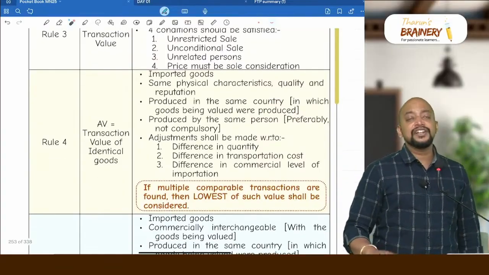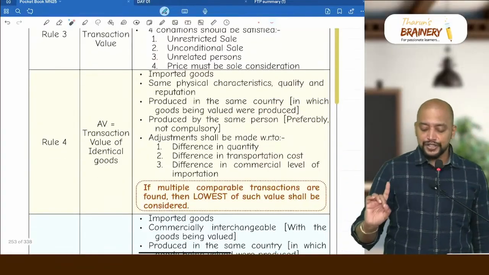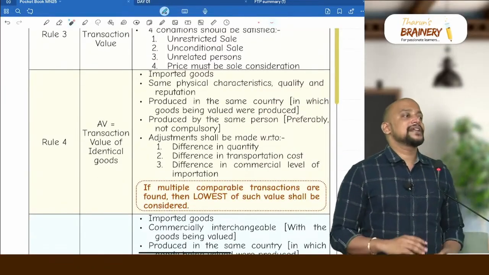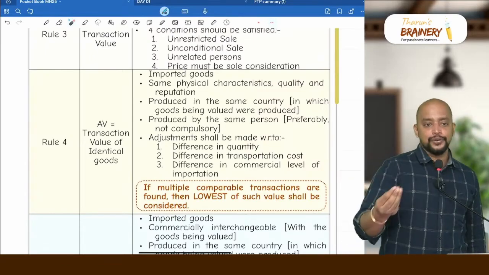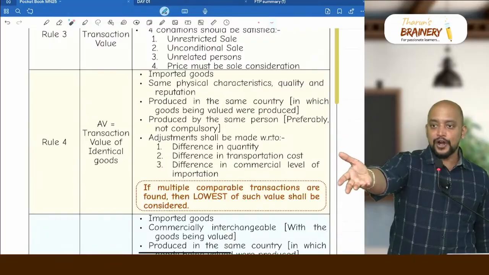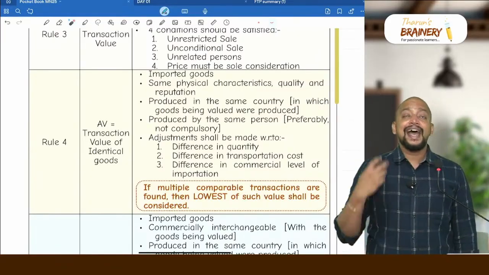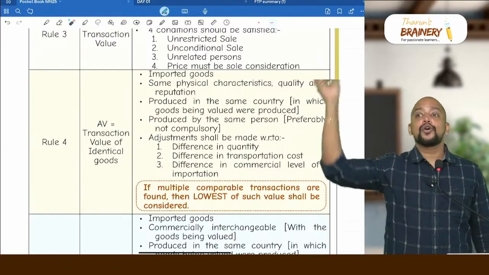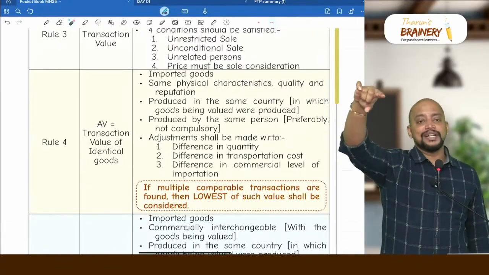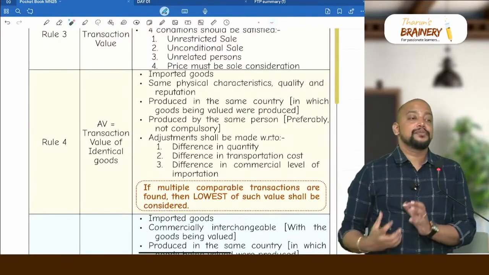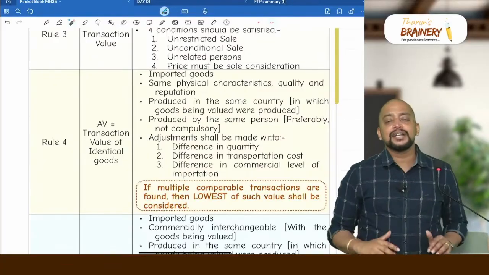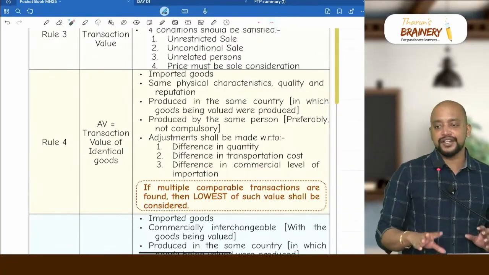That is this. And we need to make 3 adjustments. First, adjustment with respect to difference in quantity. For example, I am importing 10,000 units, you are importing 5,000 units. Now your product is taken as a comparable product. Had you imported 10,000 units, you would have got a better discount price. So that should be taken as the comparable value. Means comparable should not be just like that, it should be directly comparable. For that reason, adjustment should be made with respect to difference in quantity.